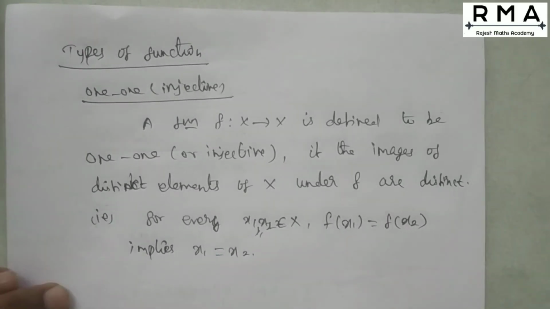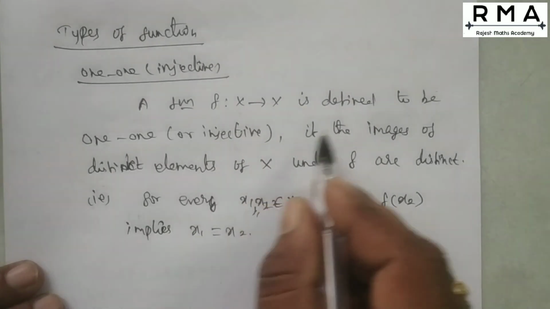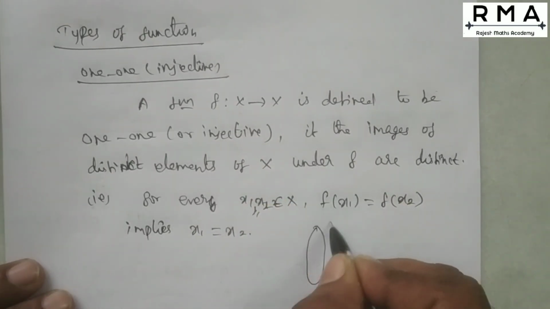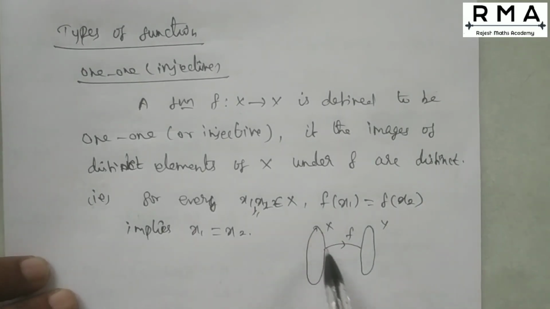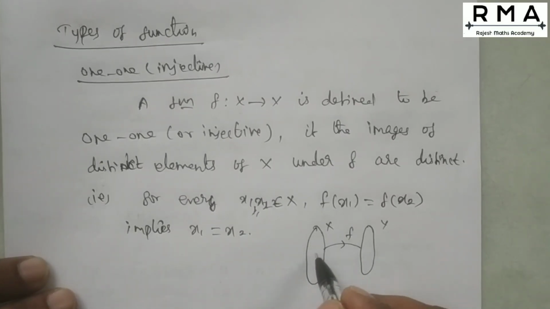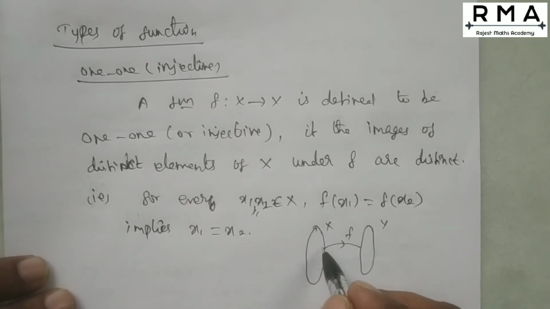What is that? I will read again. There is a function from x to y. I am defining a function from x to y. It is said to be 1-1 if images of distinct elements of x are taken. Distinct elements means different elements in x. If you take different elements, they should have distinct, that is different, images. No two elements have the same image.